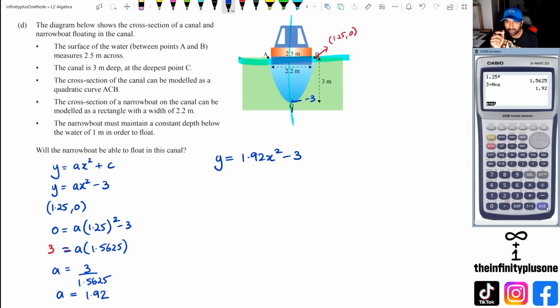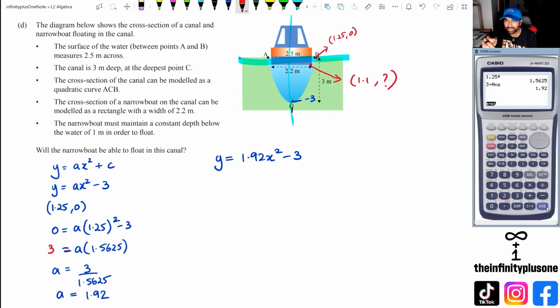Now, what I'm going to do is figure out where the canal is at 1.1 meters, because that's the bottom part of the boat. What I'm trying to figure out is this point right here, because I know the x value is going to be 1.1, because that's the width of the bottom of the boat. And I want to figure out where the water is going to be, right?